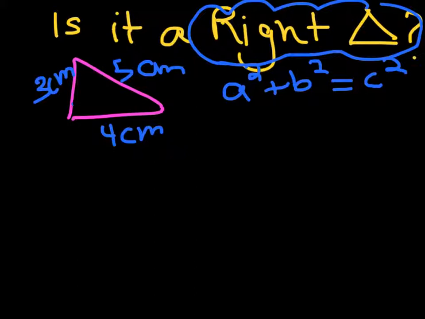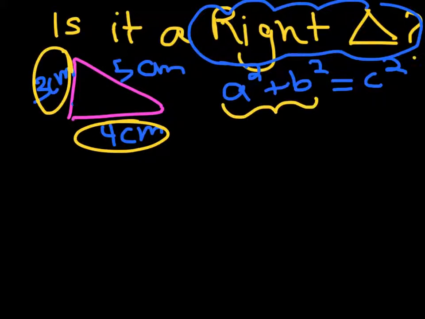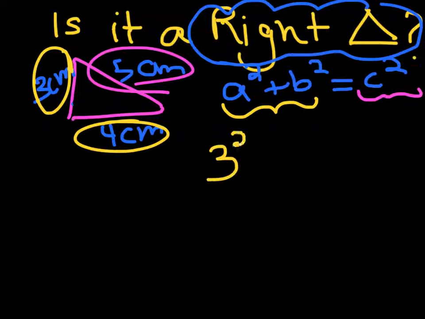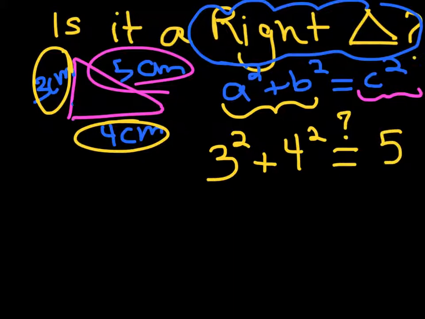A and B are the legs, so whatever the two smaller sides are, A and B. The bigger side is always C. So to decide if it's a right triangle, I just need to do some calculations. So A, let's say, is 3. So I'm going to do 3 to the second power, plus B is 4, 4 to the second power. Now, I'm going to put a question mark there because I'm trying to figure out if it's a right triangle, then that should be the same thing as 5 squared.